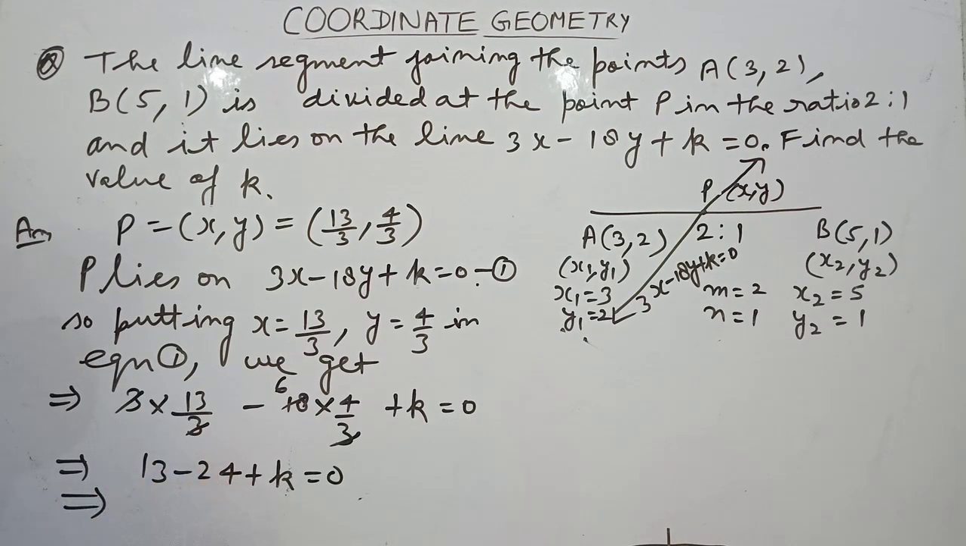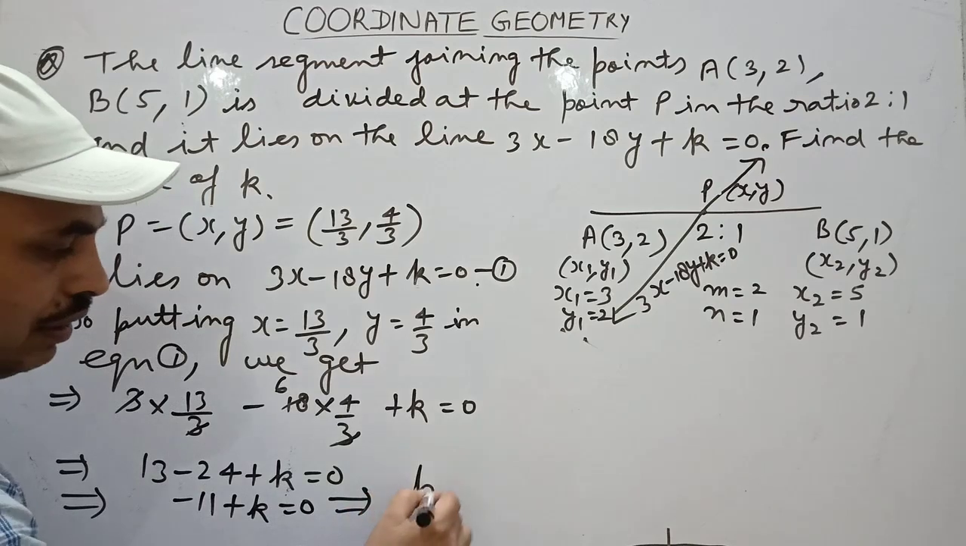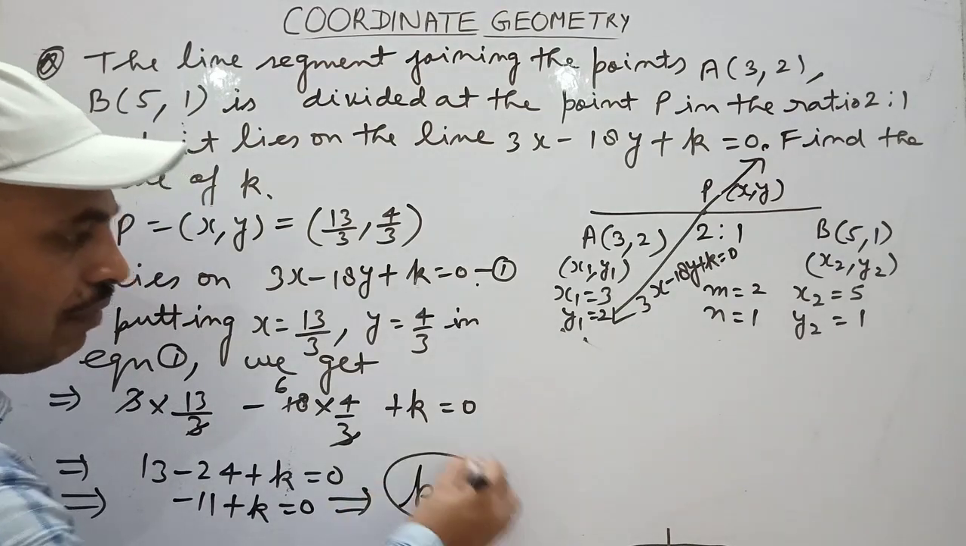So 13 minus 24. What is 13 minus 24? Minus 11 plus k equal to 0. This implies k equal to 11.